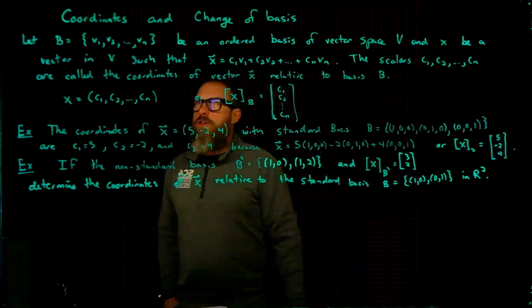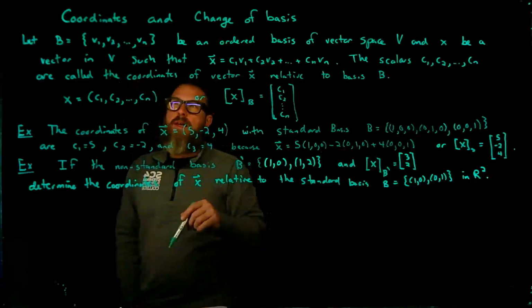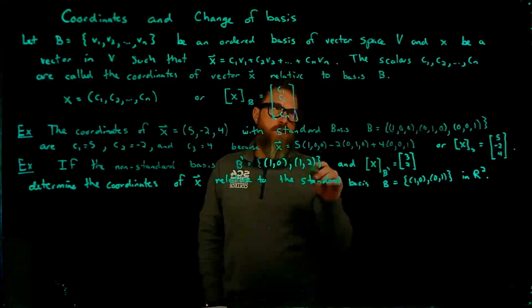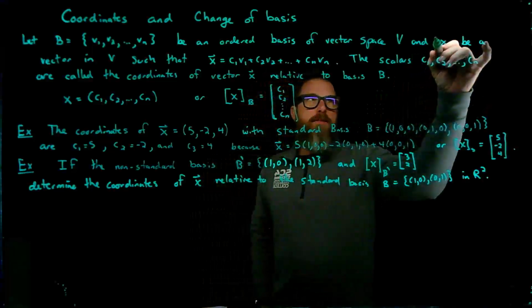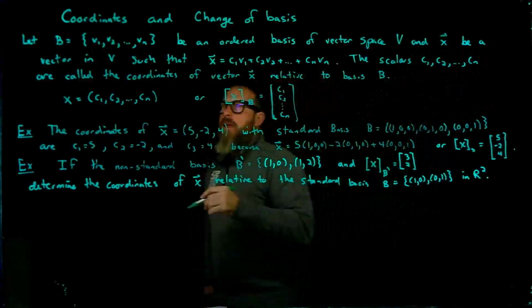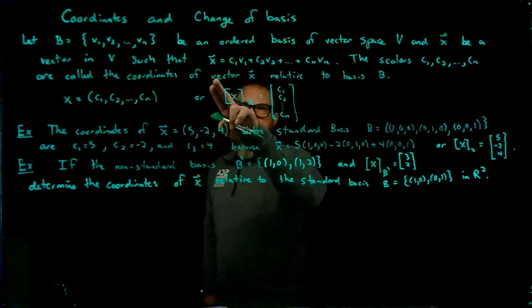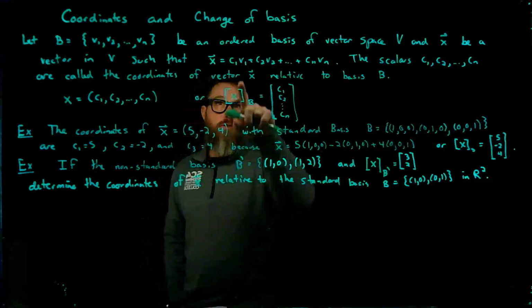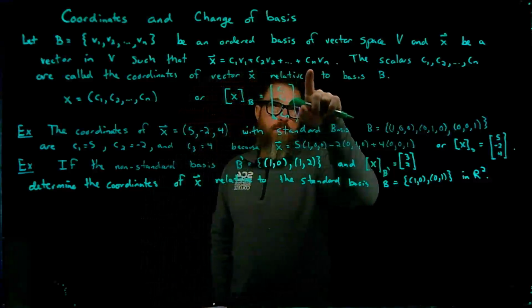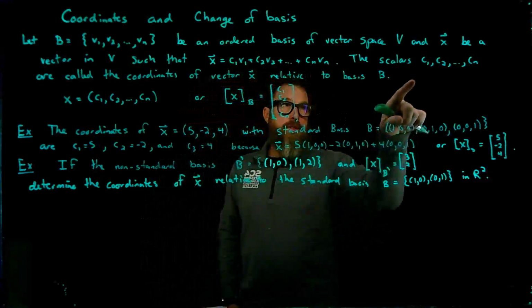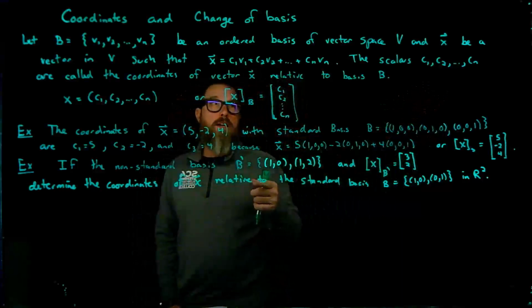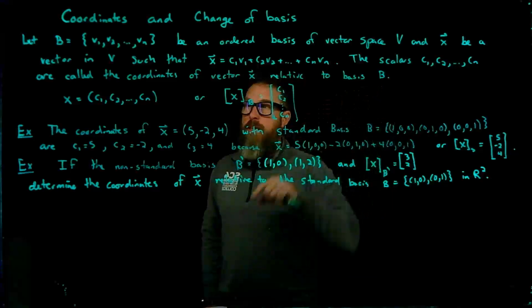Linear algebra. Let B = {v1, v2, all the way up to vn} be an ordered basis of vector space V, and let vector x be a vector in V such that x can be written as a linear combination of those basis vectors: c1 v1 + c2 v2 + all the way up to cn vn. The scalars c1, c2, up to cn are called the coordinates of the vector x relative to that particular basis.